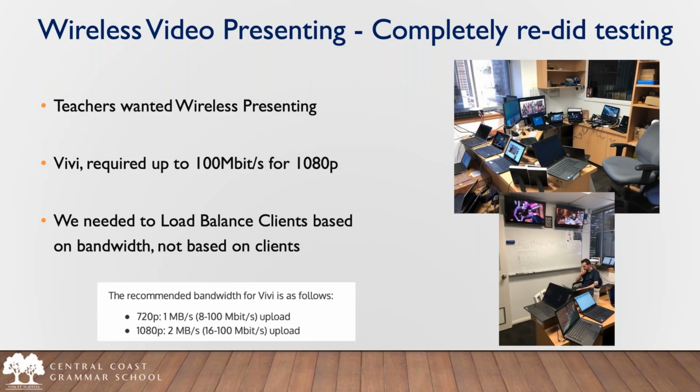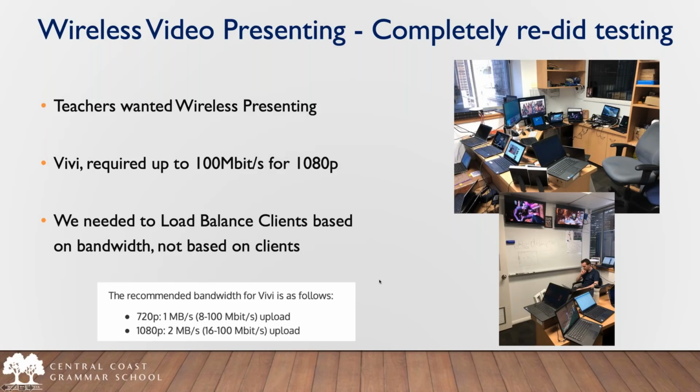we wanted to do multiple streams, up to 4 wireless streams per room, and a double room of 8. And we had chosen Vivi for that product, and it requires 100 megabits per second potentially for every 1080p stream. And that's when I realized I needed a form of load balancing, not based on clients, but based on bandwidth. You can see the pictures of my office there, filled with laptops trying to generate load and streaming different screens. And the bottom picture is just showing Vivi's guide on the amount of bandwidth they potentially require.